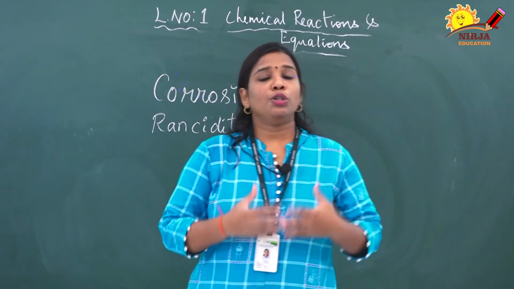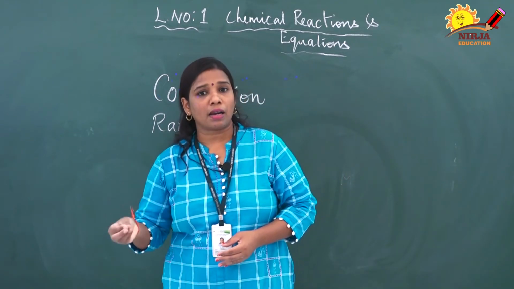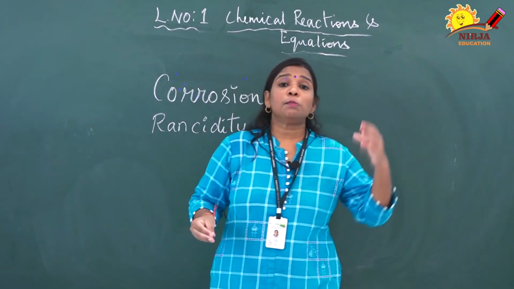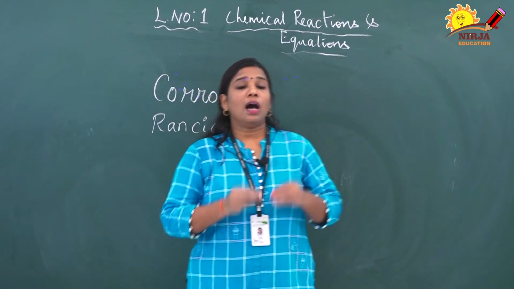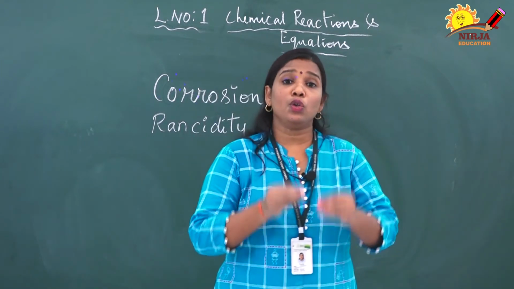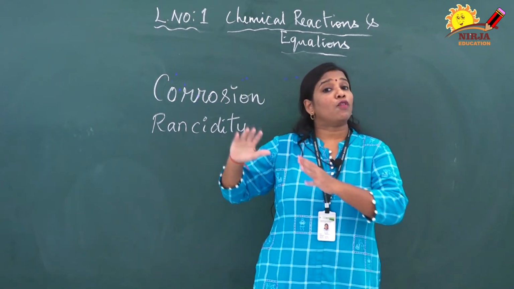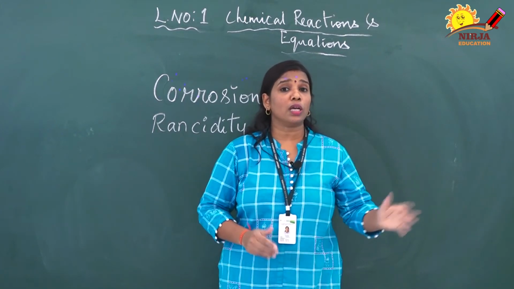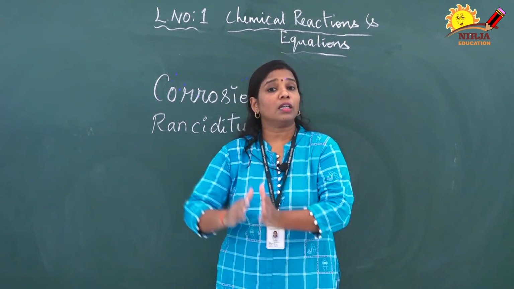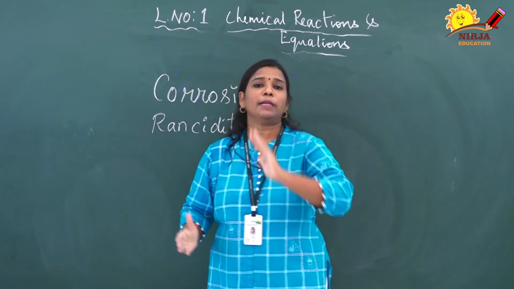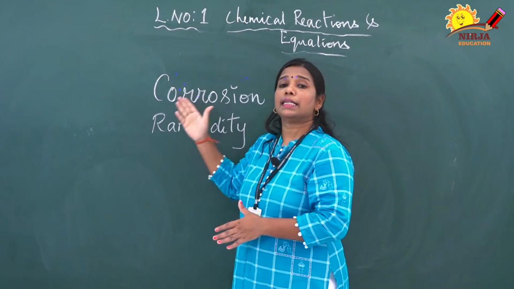What is meant by corrosion? Corrosion is a process in which metals are slowly eaten away by the reaction of air, water and chemicals present in the atmosphere. For example, iron particles shine when new but get coated with a reddish brown powder when left for some time. This process is known as rusting. So the iron reacts with oxygen and water and is converted into iron oxide, that process is called rusting.